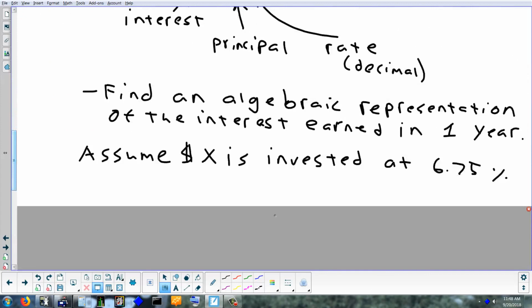Now, we want to find a representation for the interest that he earns. How many investments is Bill doing in this problem? 2. Bill has 2 investments. He's going to earn interest from each of them. So, if you earn interest from 2 investments, what would you do to find the total interest you earn? Average them.